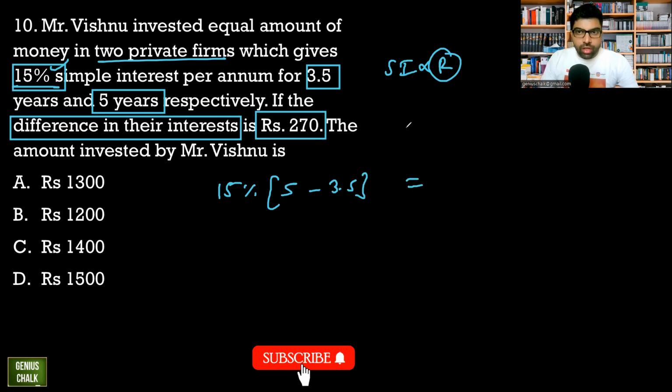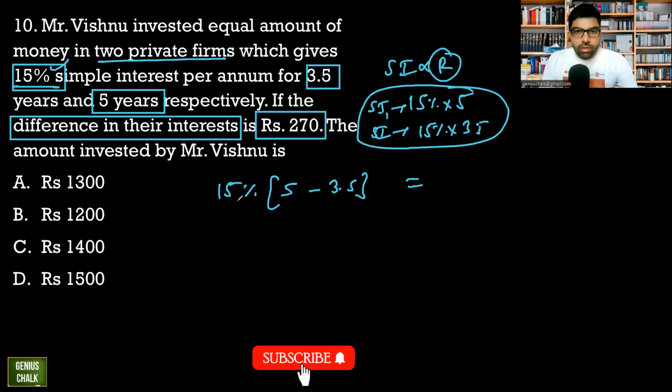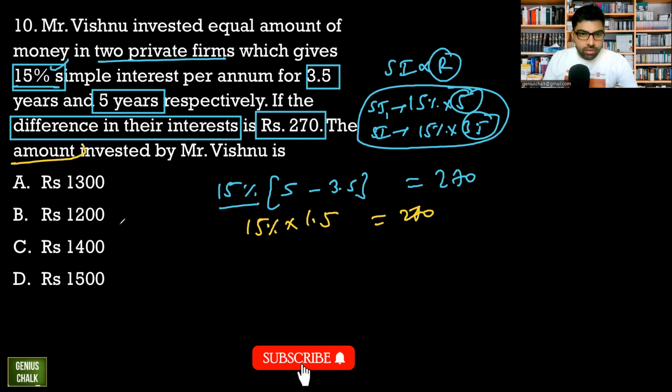You can find it like this also: 15% into 5 for 5 years simple interest, then 15% into 3.5, then take out the difference. So the same thing I'm doing directly. 15% common, so 5 minus 3.5, and the value is given as 270. If the value is 270, it is 1.5 into 15%. So this value is 270 and we need to find the amount invested. That means we need to find the total 100% of the amount.